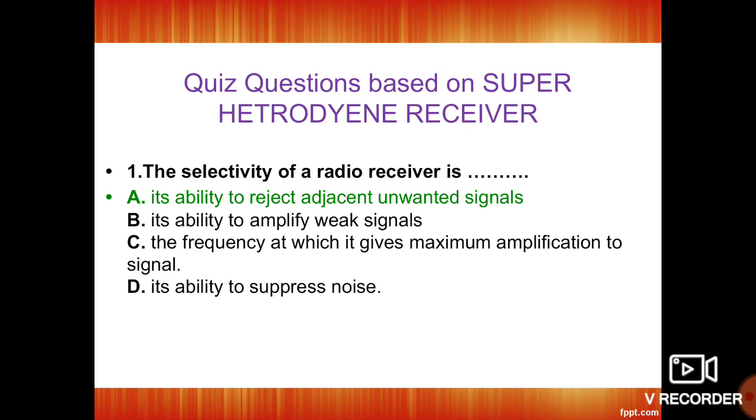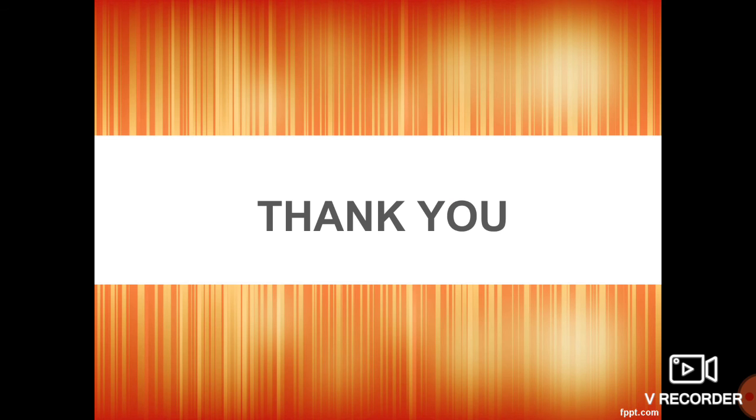Here is a quiz question based on the superheterodyne receiver. The question is: the selectivity of the radio receiver is. What is selectivity? In the definition itself we learned that it is the ability to reject adjacent unwanted signals. That is called selectivity. So the answer to this question is that the selectivity of the radio receiver is the ability to reject the unwanted signal. Hope you understood this session on the superheterodyne receiver. Thank you.